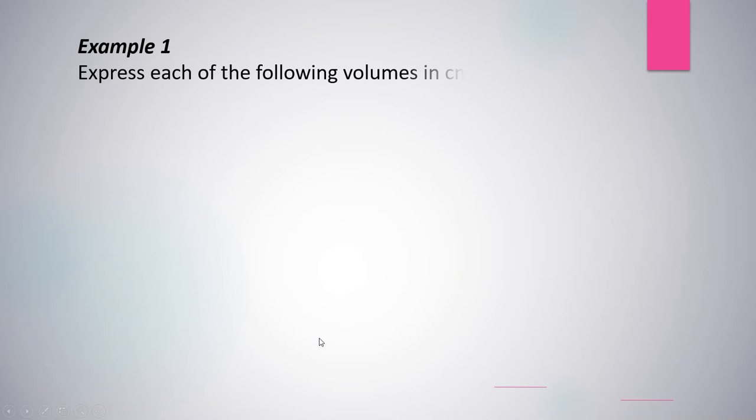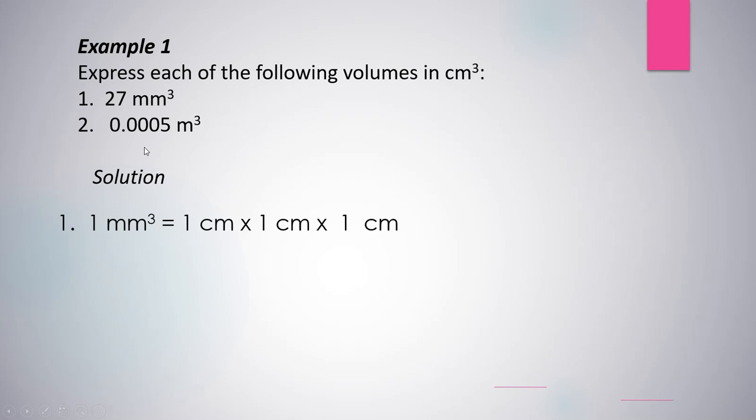Let's look at an example. Express each of the following volumes in centimeters cubed. These are the ones to express. Okay, now 27 millimeters cubed. Now, 1 cubic millimeter should be 1 times 1 times 1. This is a mistake. This should be millimeter. 1 times 1 times 1 to make 3.